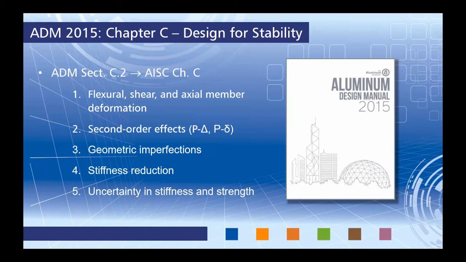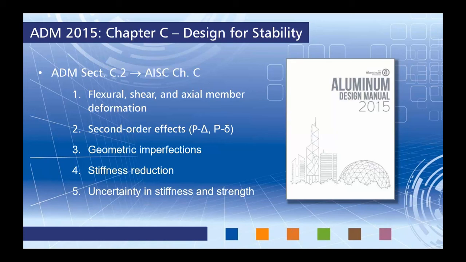Now, the second requirement is the second order effects of P big delta and P little delta. So P big delta, the ADM states, is included in most structural analysis software, which I think we all agree with. P little delta, however, isn't. The ADM goes on to explain that maybe your structural software doesn't have this, but in order to determine the required strength for compression members, P little delta must be included.